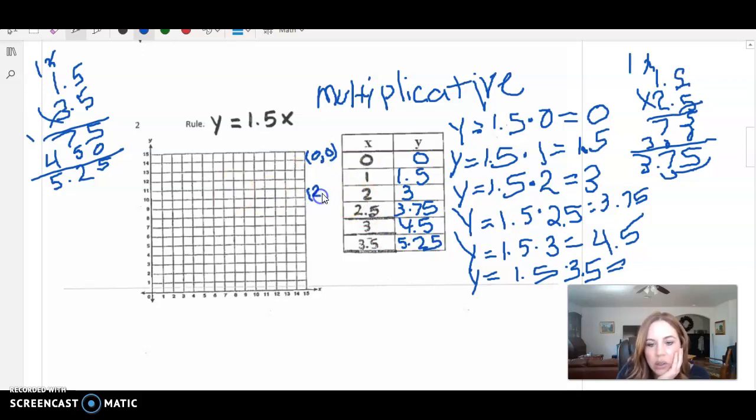Okay, so we can write some ordered pairs here. 2, 3. Let's do 3 and 4 5/10. Let's plot those points.